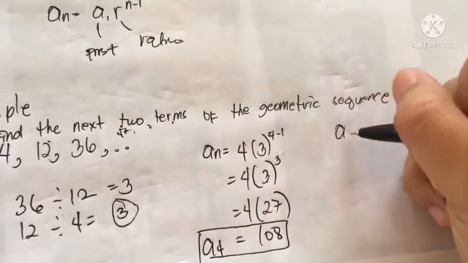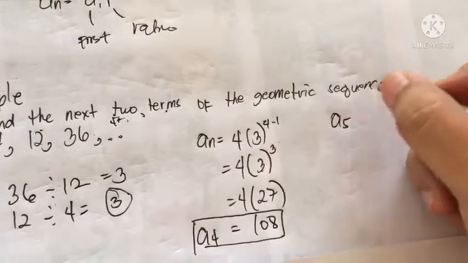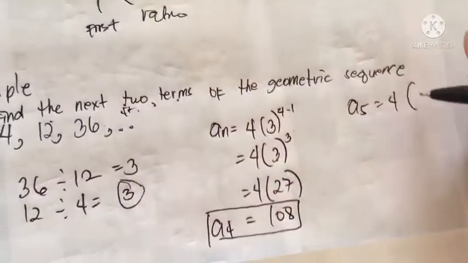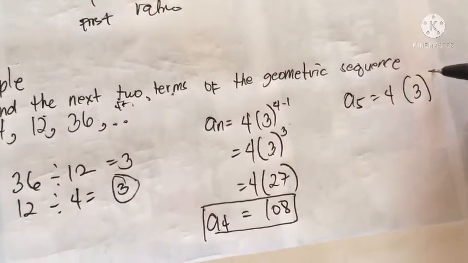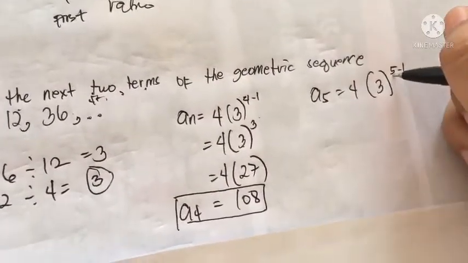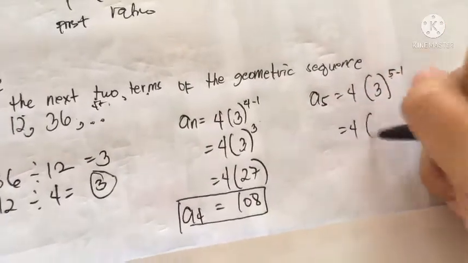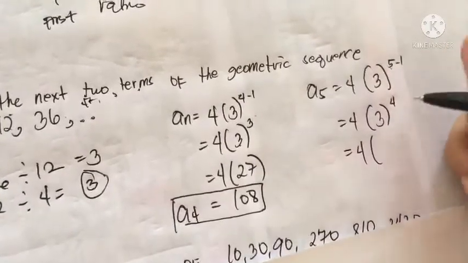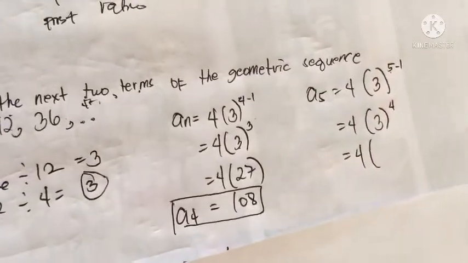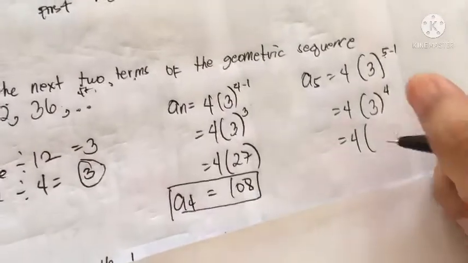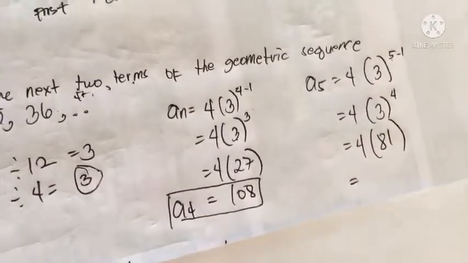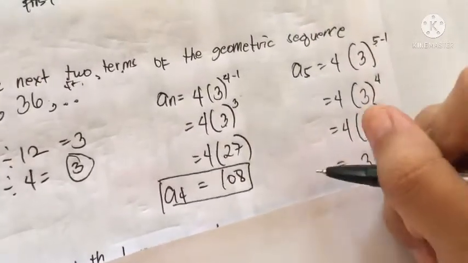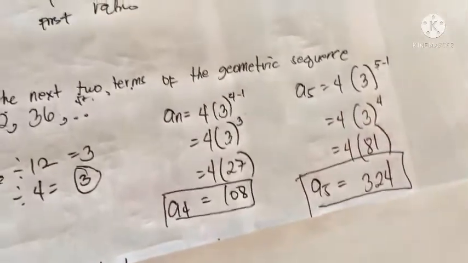Another, we have a sub 5. So, yung fifth term natin. So, we have 4, yung first term. Then, the common ratio is 3. Then, hanapin natin is 5 minus 1. Yung hinahanap natin, fifth term. Equal 4. 3 raised to 4 na lang siya. So, 4, magiging 3 raised to 4. The answer is, what? The answer is 81. Multiplied by 4, the answer is 324. So, ang fifth term natin is 324.